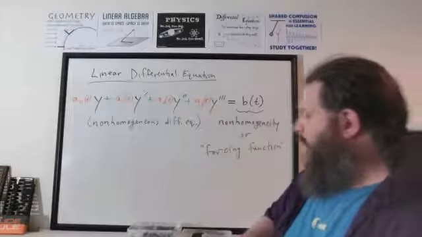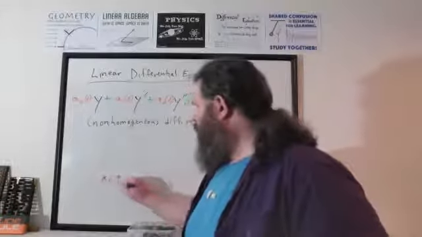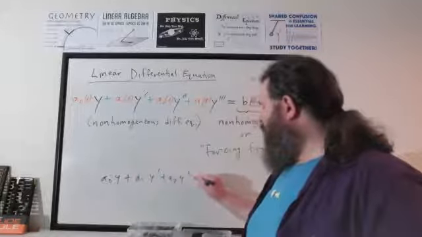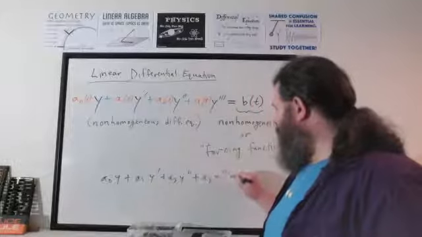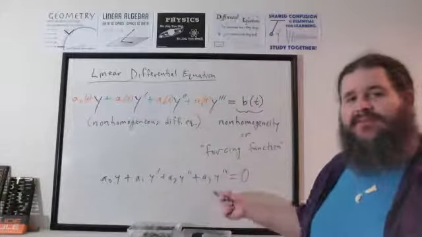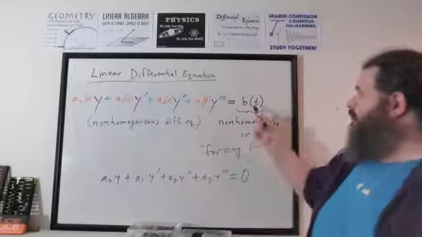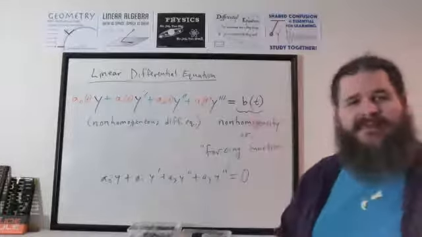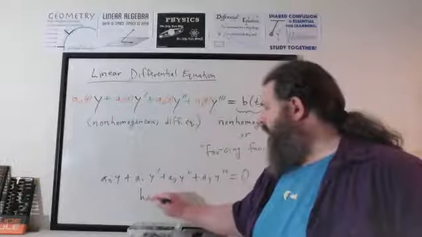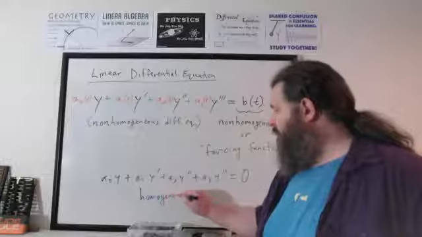So if it was something like a0y plus a1y prime plus a2y double prime plus a3y triple prime equals 0. And of course, again, it doesn't have to be 0 on one side of the equation. It just has to not have a non-homogeneity. It has to not have any term without y in it. We would say this is a homogeneous differential equation.